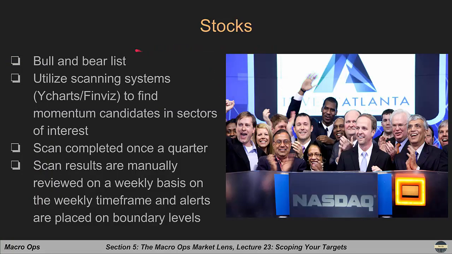For stocks, we have a bull and bear list. And what we do is we scan down a bunch of different stocks to find what the best momentum candidates are in the sectors of our interest. And the sectors of our interest depend on what our macro convictions are and what we're looking at from a fundamental perspective. And we usually do this scan about once a quarter, and then we scan results manually on a weekly basis on the weekly time frame from a chart perspective, and then we place alerts on interesting areas of the chart, usually around breakout areas when we're looking to possibly enter a trade.